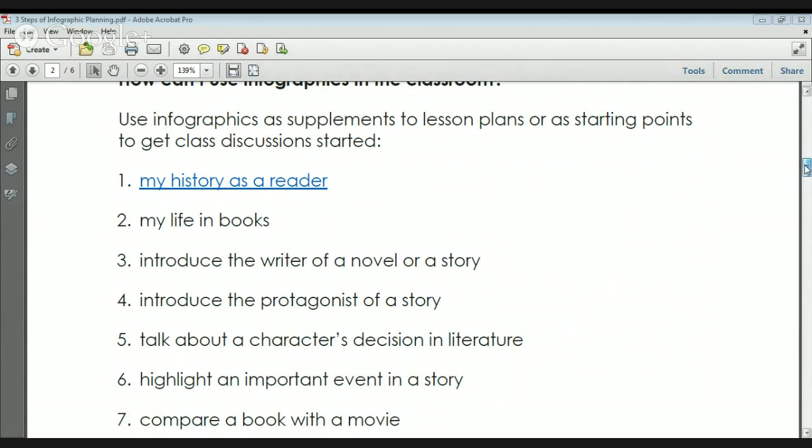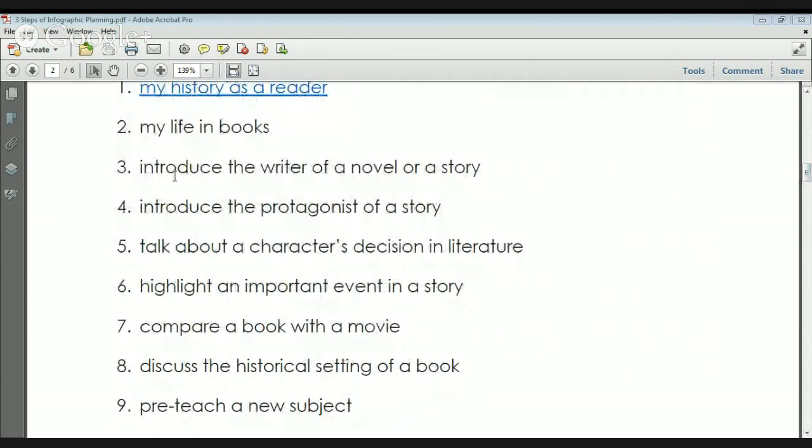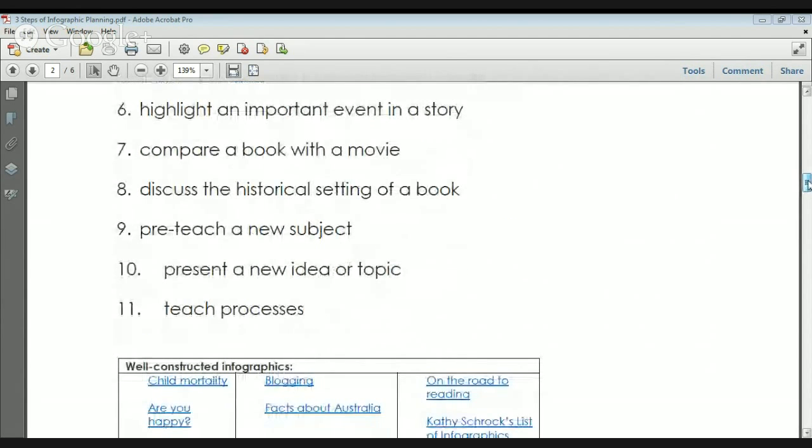My life in books, introduce the writer of a novel or a story, introduce the protagonist of a story, talk about a character's decision in literature, highlight an important event in a story, compare a book with a movie, discuss the historical setting of a book, pre-teach a new subject, present a new idea or topic, or teach processes. This would also be very good for scientific processes, classroom processes. These would all be good infographics.